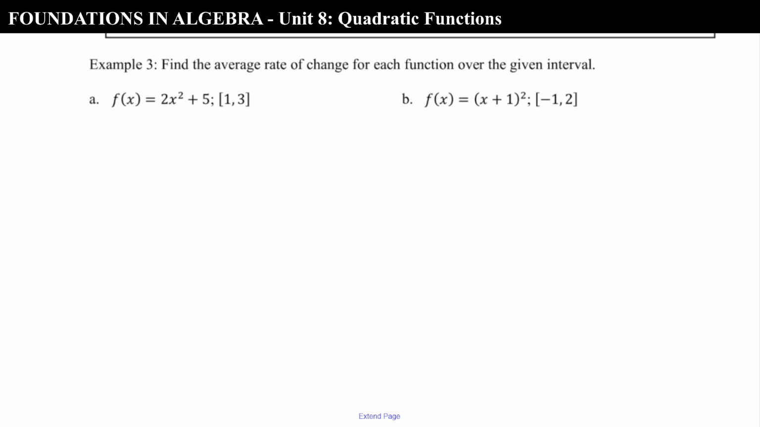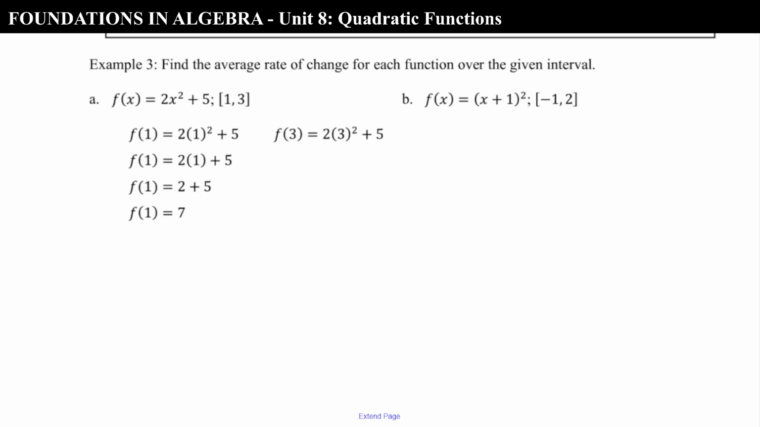So for A, we are given that equation, and you're given the interval 1 to 3. That 1 to 3 is your x1 and your x2. So we're going to take our x1, our first x value, we're going to plug it into the equation. So everywhere there's an x, you're going to put a 1. And then you're going to evaluate it. 1 squared is 1. 2 times 1 is 2. 2 plus 5 gives us 7. So the y1 that goes with our x1 is 7. Or in other words, we have the ordered pair 1, 7.